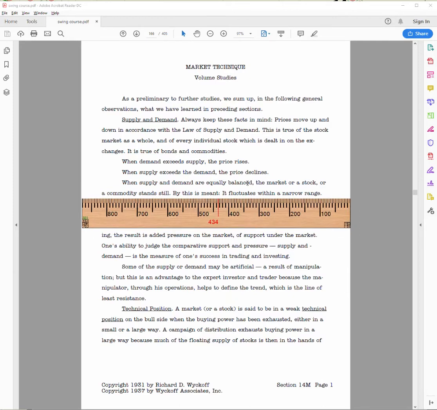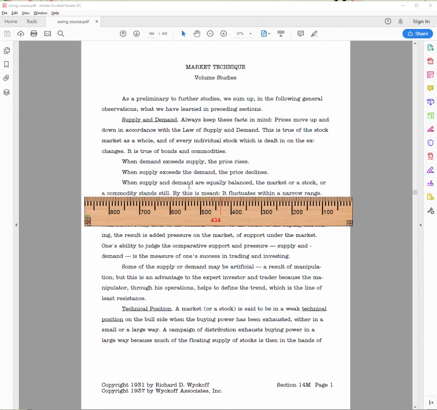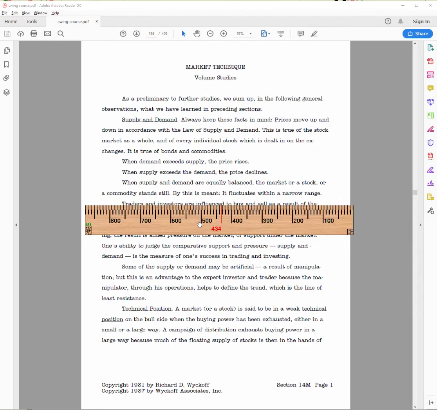When supply and demand are equally balanced, the market stands still. It fluctuates within a narrow range. By the way, this narrow range thing is really important. I'll go to it in other studies, but if you've been following along, you know how important that is.